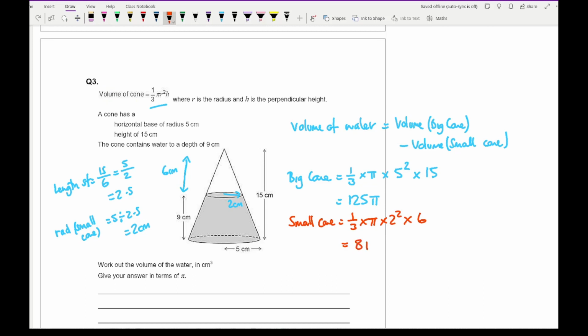So then the volume of the water is going to be these two measurements subtracted from each other. So 125 pi take away 8 pi leaves me with 117 pi, and that's in centimeters cubed.